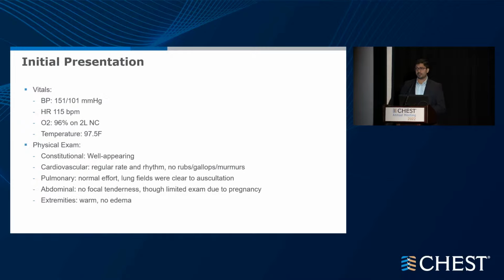So her vitals, as I mentioned, when she presented, her blood pressure was 151/101. Her heart rate was 115. She was saturating 96% on 2 liters via nasal cannula, and she was afebrile. And her physical exam was grossly benign. She had no abnormal cardiovascular signs on exam, no abnormal pulmonary exam as well. Her effort was normal. Her extremities were warm. She was well perfused as well.